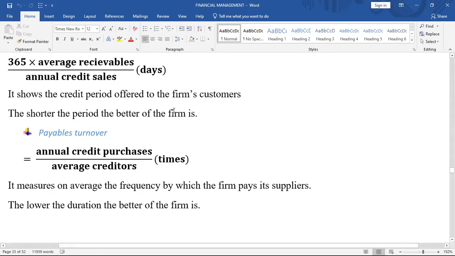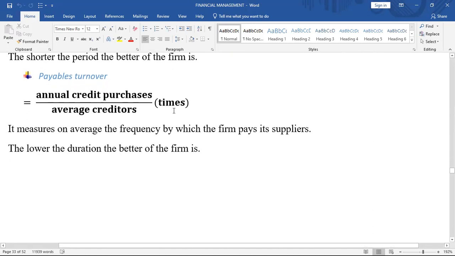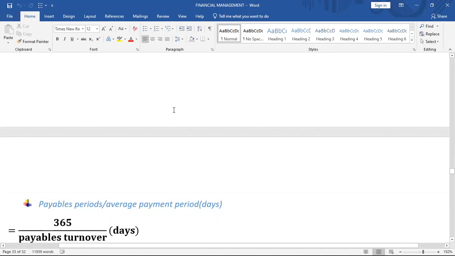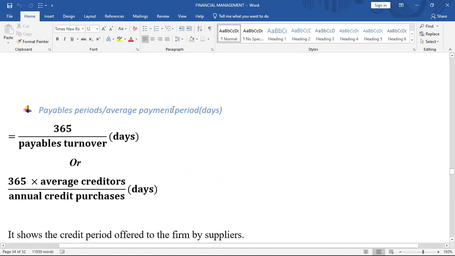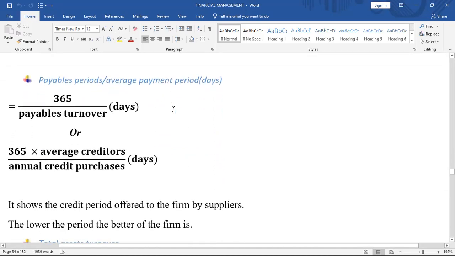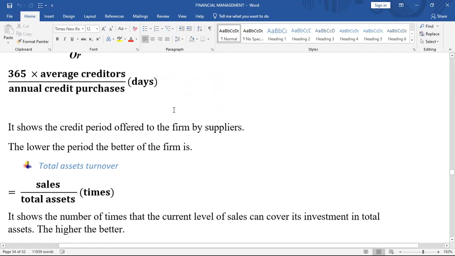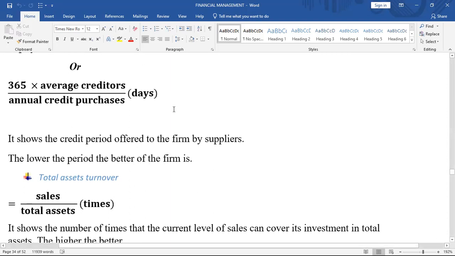Payables turnover is where we deal with our suppliers. The same applies: we take our annual credit purchases and divide by the average creditors, given in times. So the lower the duration, the better for the firm, because we are not going to have more debts owed. Now, for the payables period, we take 365 and divide by the payables turnover. Commonly, we use 365. Then you take the average creditors and divide by the annual credit purchases. So when doing receivables, you divide by the annual credit sales, while for payables, we divide by the purchases.